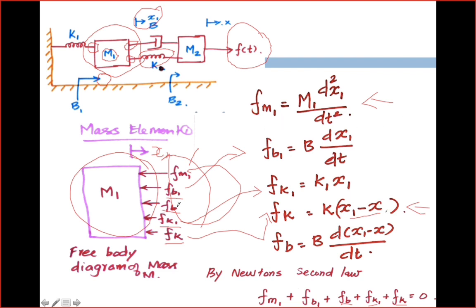Similarly, we are going to discuss the dashpot B. FB is equal to B into d by dt of x1 minus x2, because this dashpot B and the spring are common to mass elements m1 and m2.